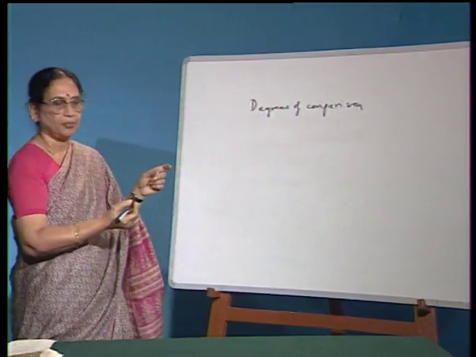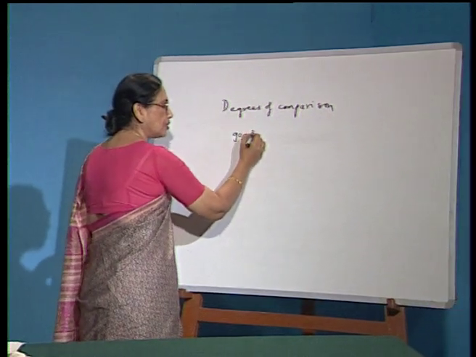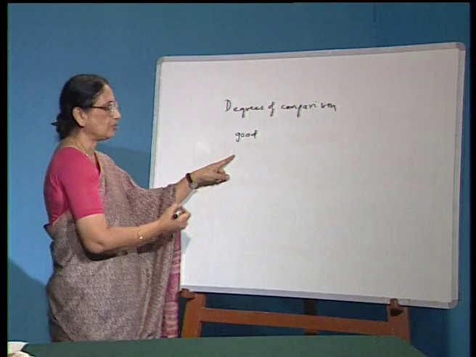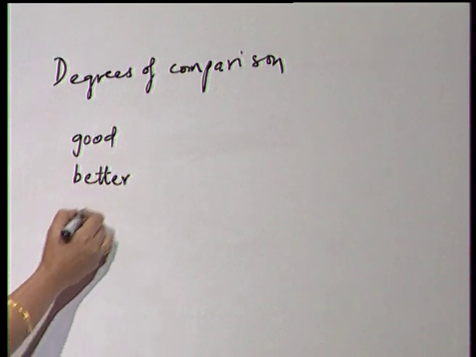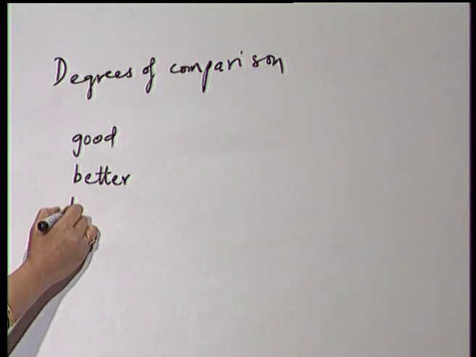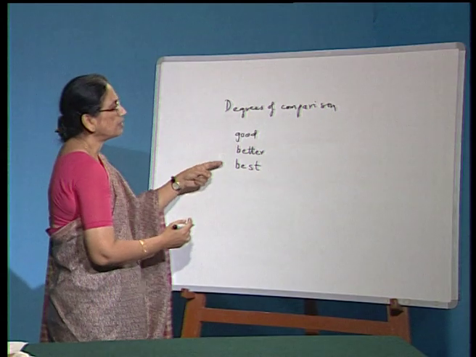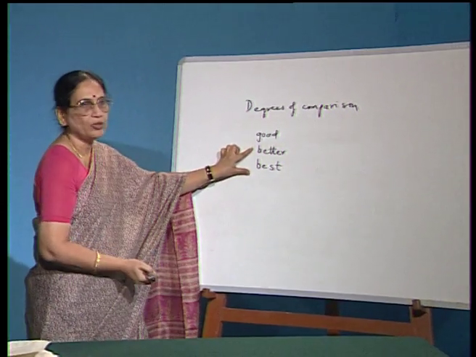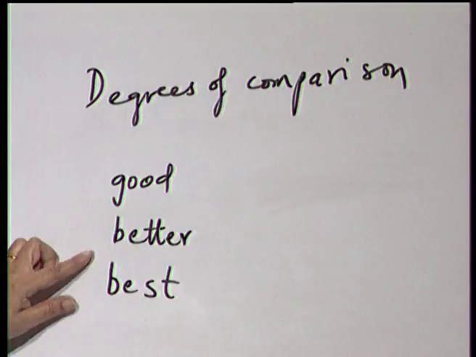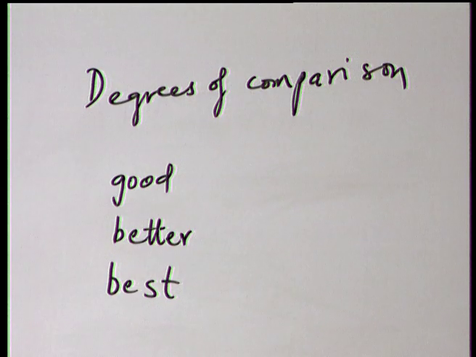Let us take an example. We have, for example, a word like good, and in comparing we use the expression better. Finally, the third degree of comparison is best. Good, better, best. We often make a mistake here in using better and best. We should be careful to use better only when two things are being compared.